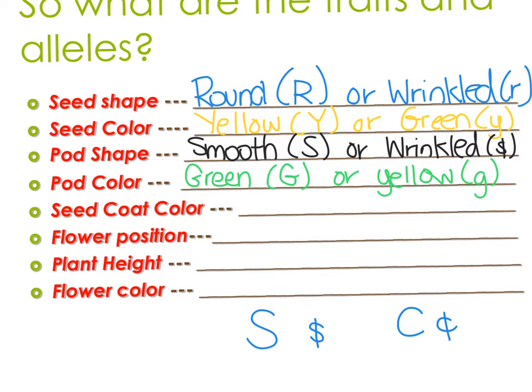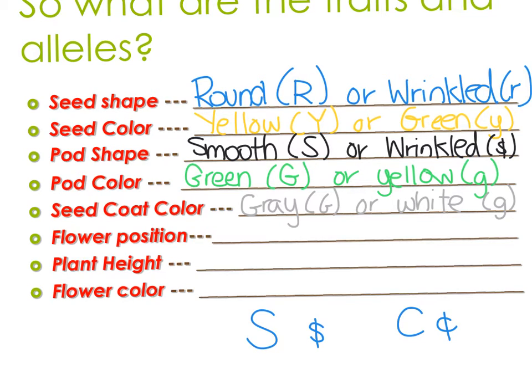For seed coat, the seed coat is a little covering on the outside of the peas. It can either be gray or it could be white. Notice that I use G for both of those. If we were doing a dihybrid cross, we would have to differentiate better. However, for today, we're only doing monohybrid crosses, and the lowercase g and the capital G will suffice.